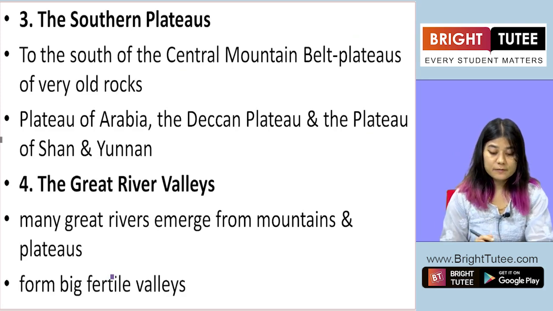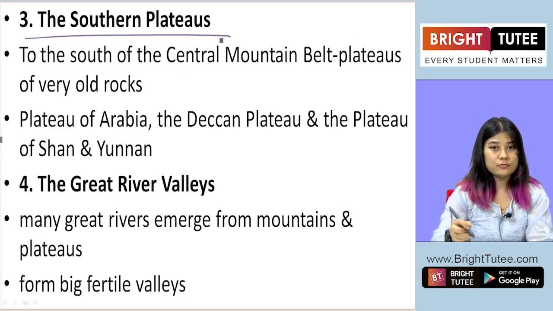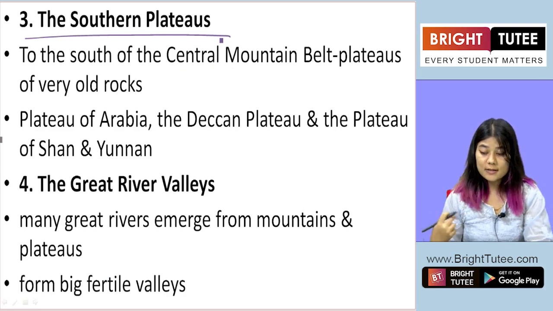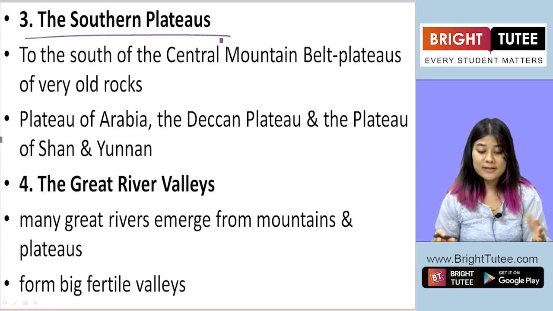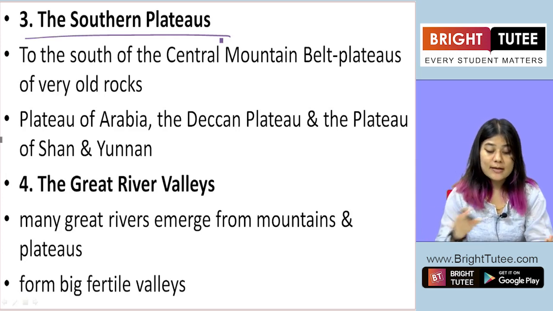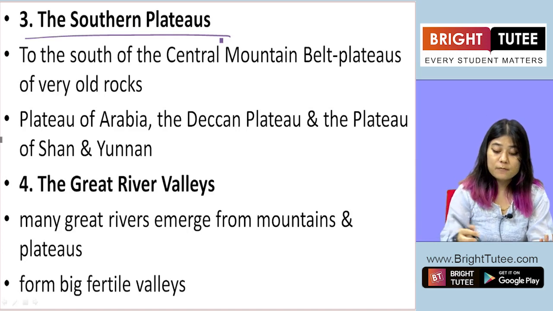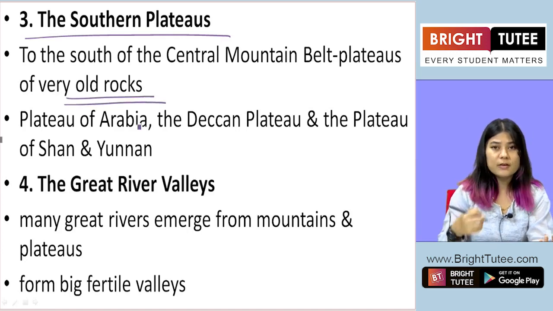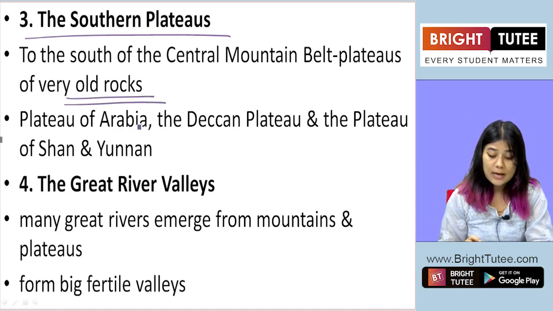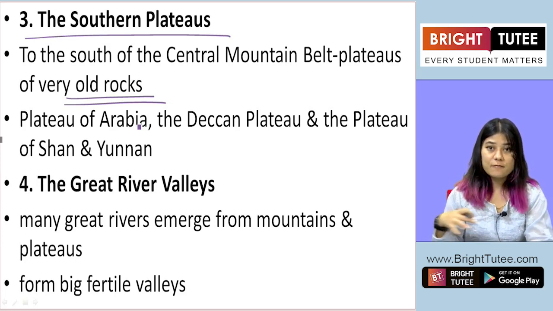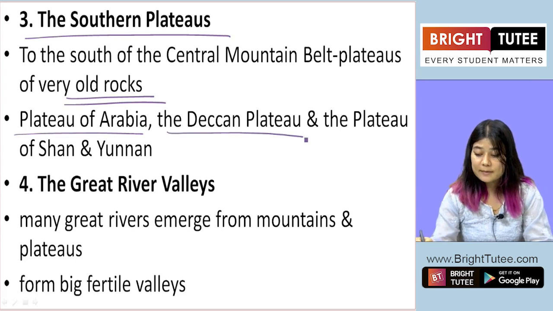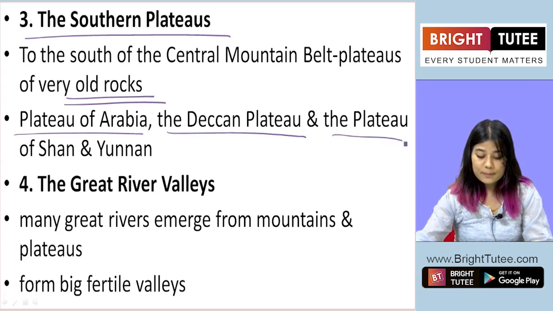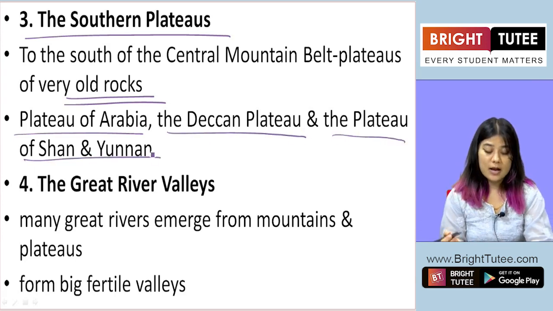The third physical feature, the southern plateaus. Alright. From the mountain, we'll look at the southern plateaus. Now, to the south of the central mountain belt lie the plateaus. Now, these plateaus are made up of rocks, old rocks, okay, rocks which are very old. Some of the plateaus which are found in this area are the Plateau of Arabia, the Deccan Plateau in India, the Plateau of Shan and Yunnan, okay.